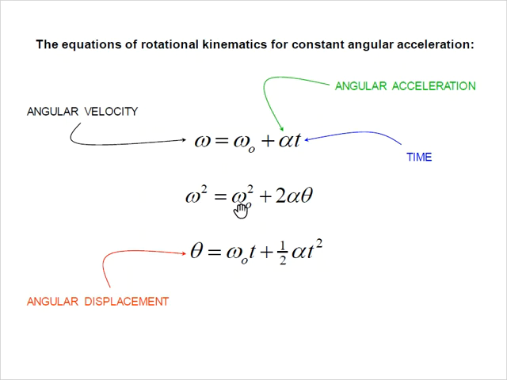Final angular velocity squared is equal to the initial angular velocity squared plus 2 times the angular acceleration times the angular displacement. And again, we have one of our base equations here: our angular displacement is equal to our initial angular speed times time plus 1/2 the angular acceleration times time squared.